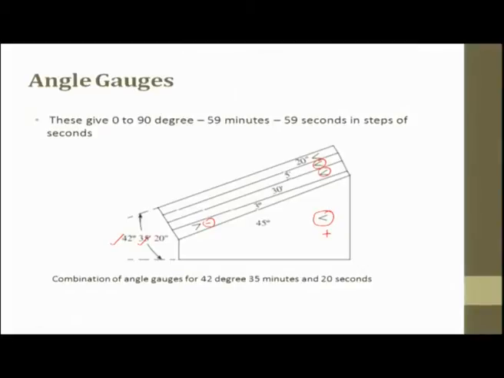So, we get 35 and then we also take 20 seconds. So, it is 42 degrees, 35 minutes and 20 seconds, which can be developed by the combination of different angles, looking into the direction, we either add or subtract. So, that is why it is called a combination of angle gauges.